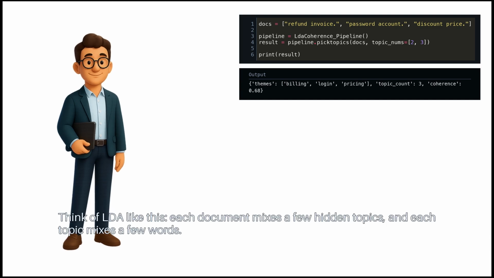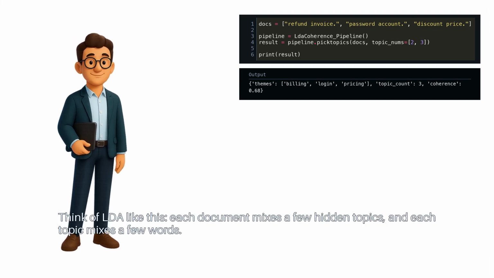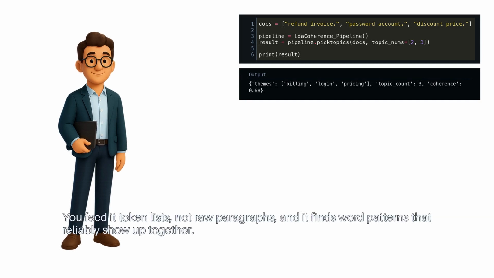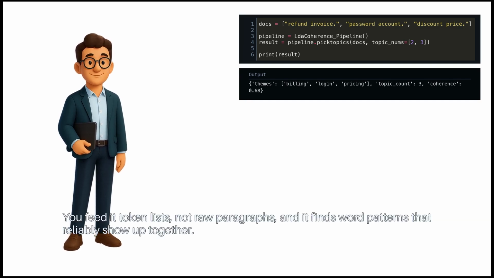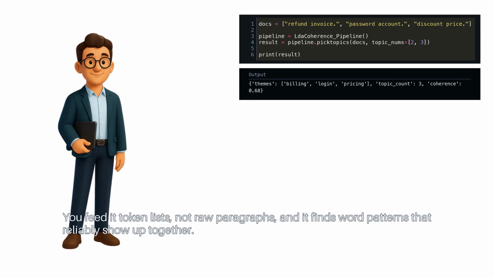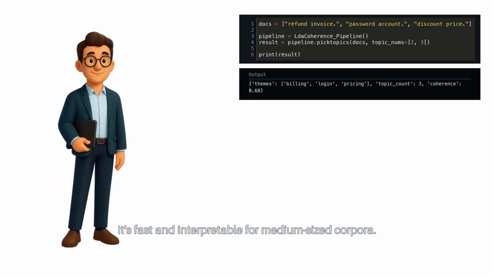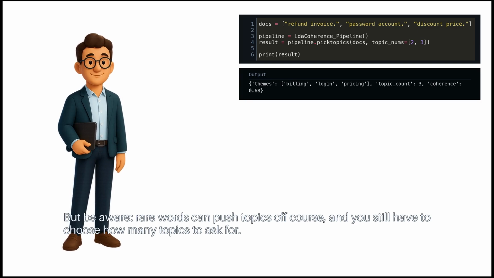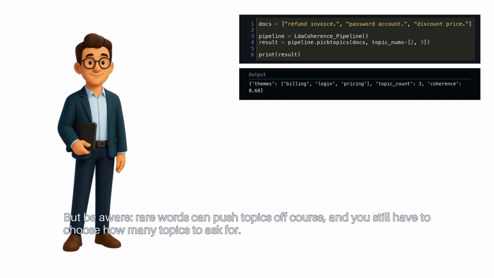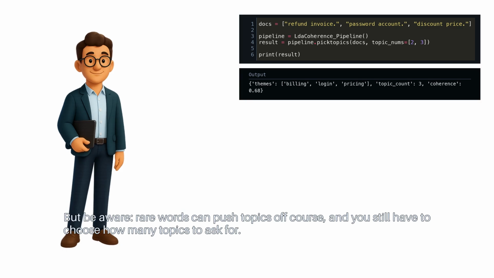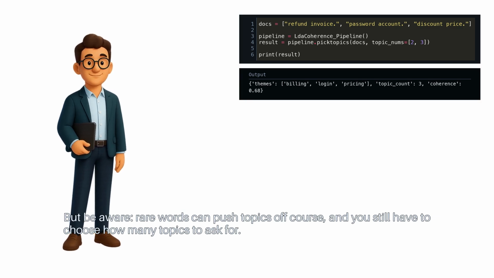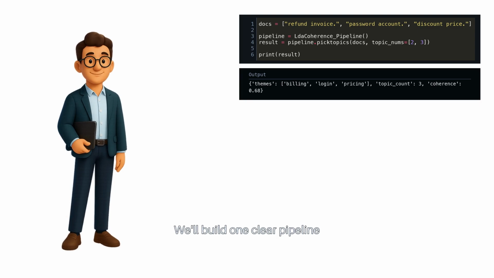Think of LDA like this. Each document mixes a few hidden topics, and each topic mixes a few words. You feed it token lists, not raw paragraphs, and it finds word patterns that reliably show up together. It's fast and interpretable for medium-sized corpora. But be aware, rare words can push topics off course, and you still have to choose how many topics to ask for.